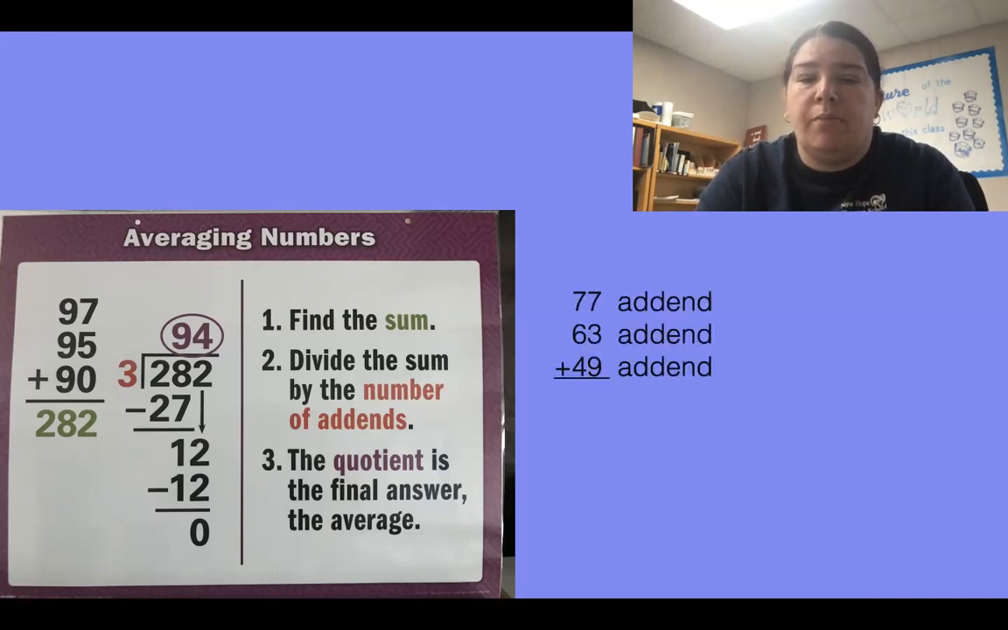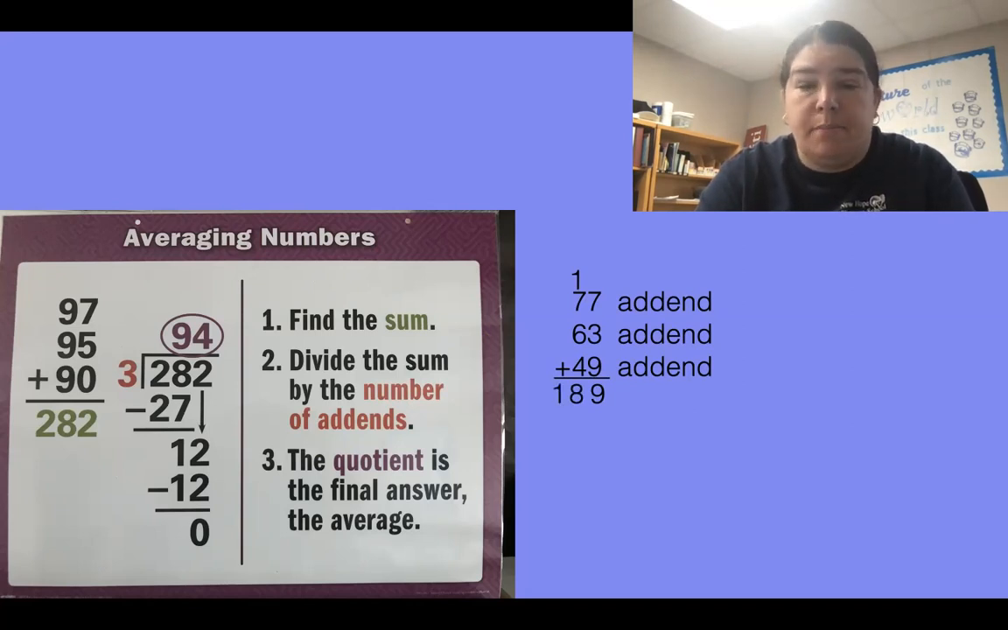Let's do another one. 77 plus 63 plus 49. We're going to add them up. 7 plus 3 is 10. 10 plus 9 is 19. Carry the 1. 1 plus 7, 8. 8 plus 6, 14 plus 4, 18. Very good. Now, that's our answer.